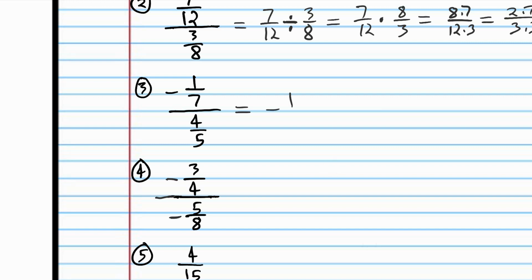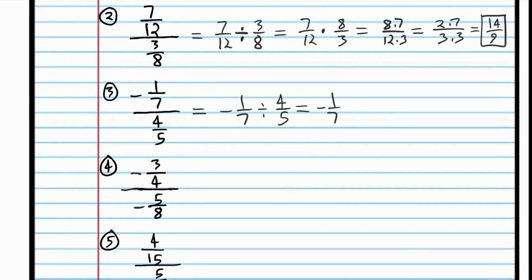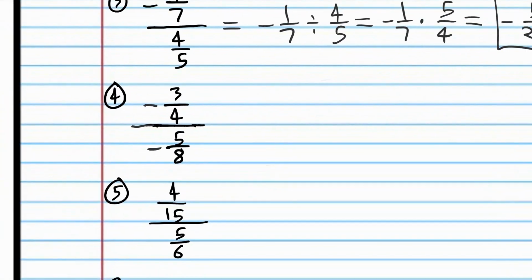Alright, we're back. Change to the old division symbol. Multiply straight across, and you get negative 5 over 28. So on that one, we didn't have to reduce. So we got negative 5 over 28. Good job. Try number 4, and when you come back, we'll do it together.